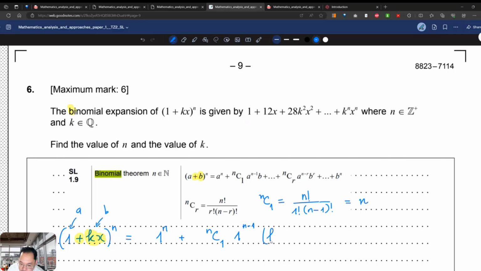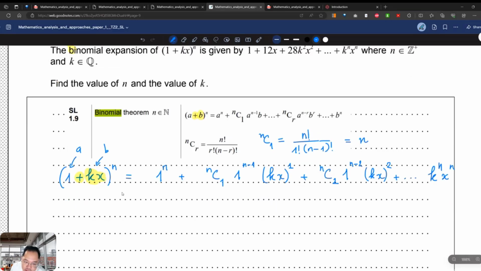And b is kx. The third term and so on. nC2, 1 to the power of n minus 2 and kx power 2. This is power 1, huh? And so on, etc. Until k^n x^n, meaning k power n, x power n.